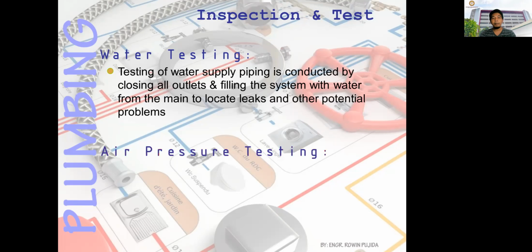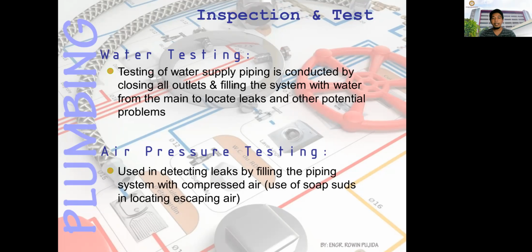Okay, also we have the air pressure testing. It is used in detecting leaks by filling the pipe system with compressed air, using soapsuds in locating escaping air. So in every fitting, you will have to use soap so that you can see if that area bubbles, so there are leaks in that area.